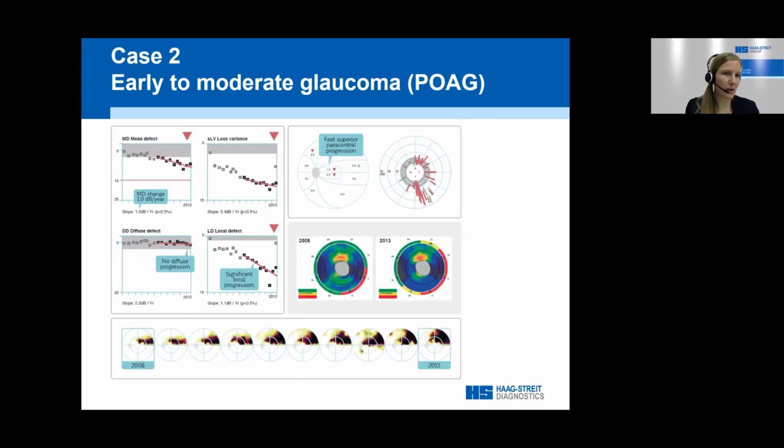And here's the second one. Real change, yes or no? Yes, because there's the red symbol. How fast? The slope is 1.0 decibel a year. Is it diffuse or local? Well, it's not diffuse, but it's local. It happens paracentrally. And you can see the infratemporal, infrasuperior areas affected, and you see this in the OCT as well.